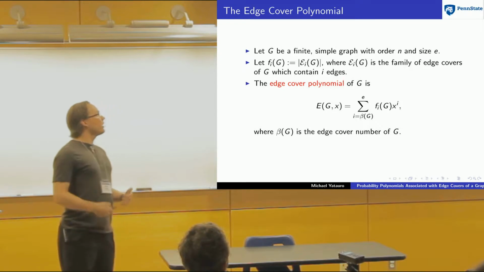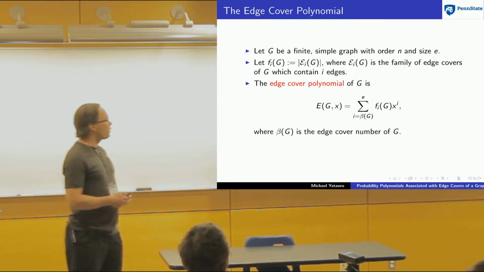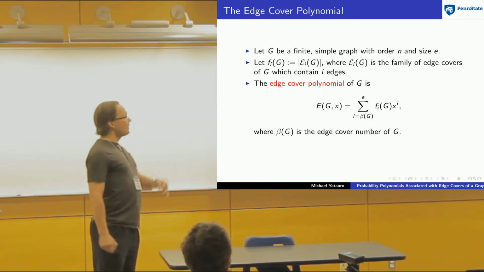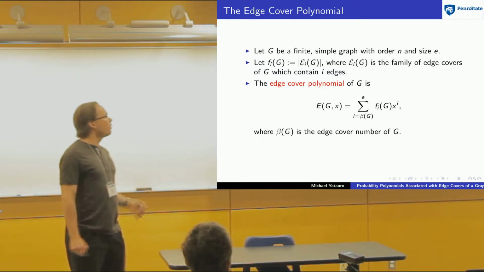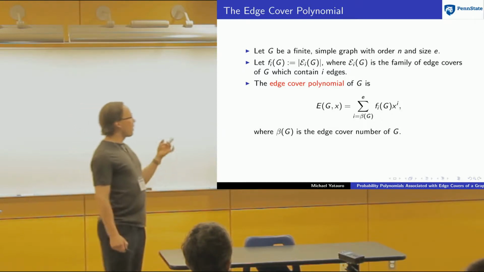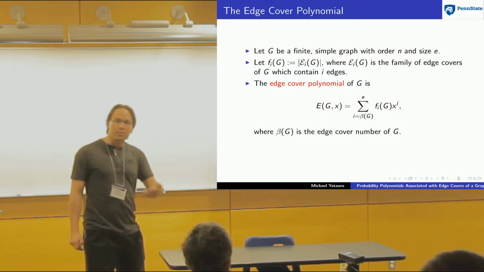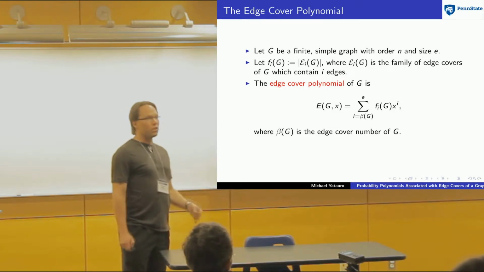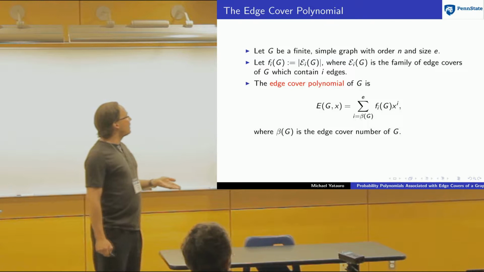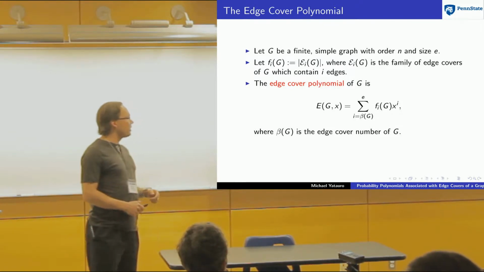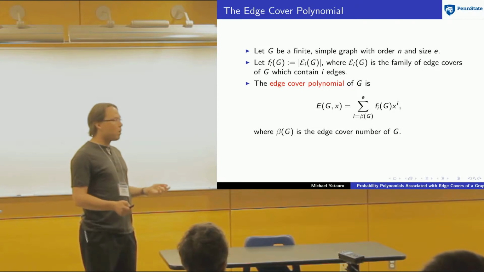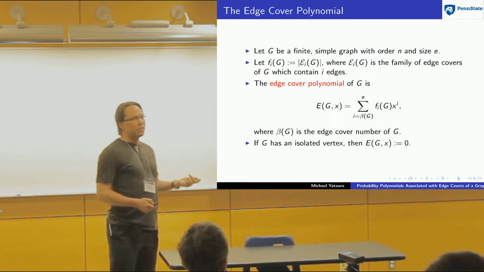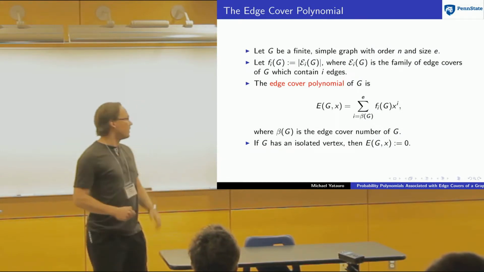And the original edge cover polynomial that was introduced by Akbari and Obudi, they defined it by simply taking x to the ith power, and then the coefficient would be that f sub I of g. And then you sum from the edge cover number up to the number of edges, because if you take all of the edges, we may obtain an edge cover, provided we assume that there are no isolated vertices. And in this case, we have this beta of g is the edge cover number, the size of a smallest edge cover. And if g has an isolated vertex, we just say that this is zero because it's impossible to find an edge cover in such an instance.